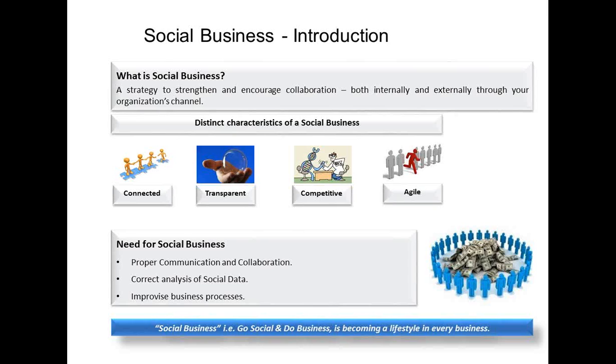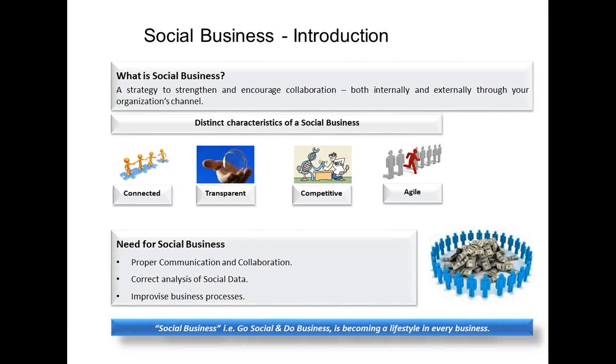And the last one is agile, wherein keeping pace with business with available information and the ability to predict and address growing opportunities, ensuring prompt services. So these are four distinct characteristics of social business based on which any strategy needs to be defined within the enterprise. But why is there a need for a social business strategy? Why should an organization invest in implementing this strategy?